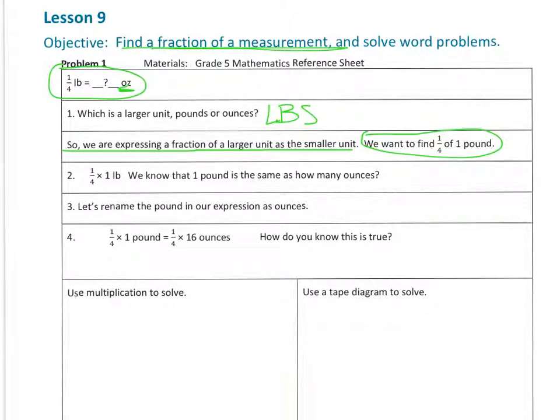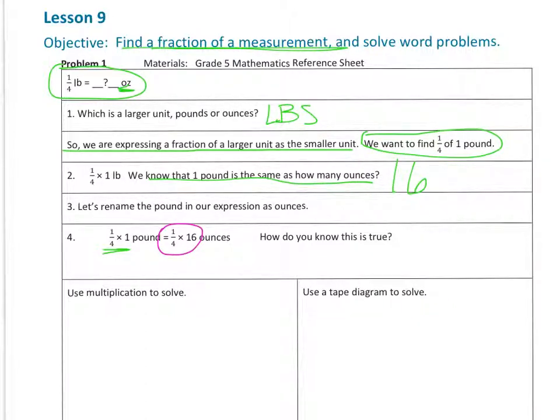So we're looking at 1/4 times 1, because to find 1/4 of 1, that's another way of saying 1/4 times 1. We know that 1 pound is the same as how many ounces? 16. So we're going to rethink it so we can get it in ounces. 1/4 times 1 is for pounds. For ounces, we're looking at 1/4 times 16. Another way of saying that is, what is 1/4 of 16?